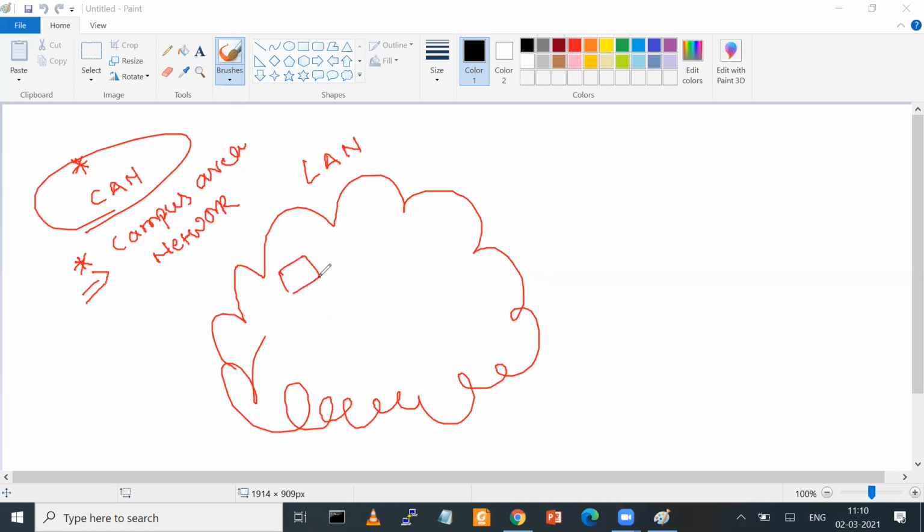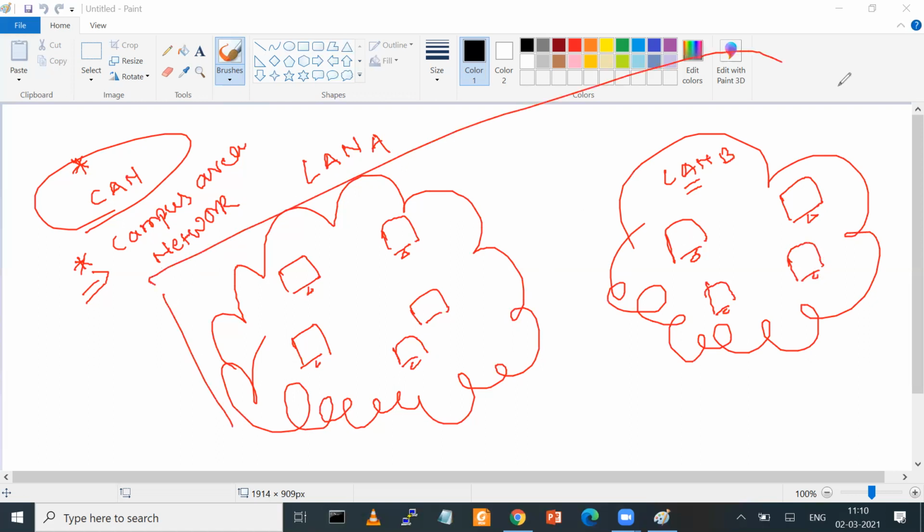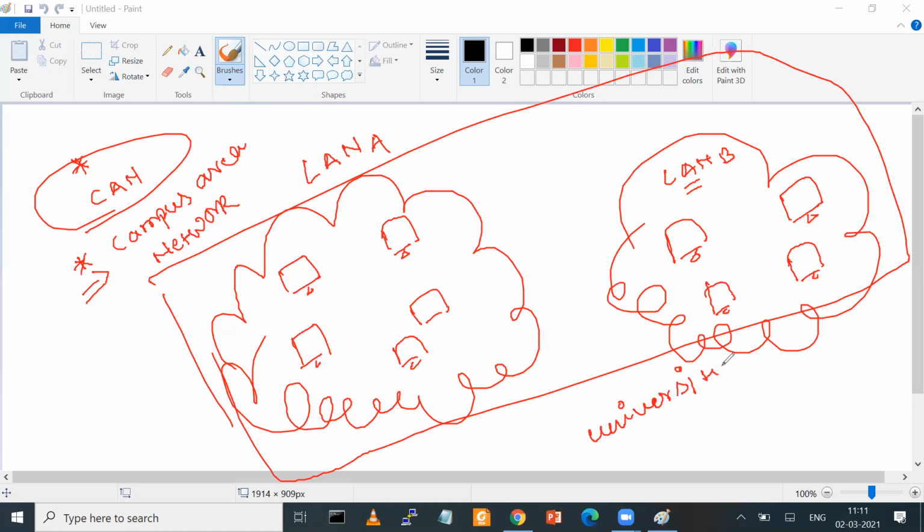So LAN having multiple machines. Let's say 1, 2, 3, 4, 5. This is my LAN A. This is my LAN B. So guys, LAN is basically your local area network. And when we group multiple LANs together, जब हम ढेर सारे LANs को मिला देते हैं तो हमारा क्या बन जाता है? CAN, campus area network. Let's suppose a university network. So university has different departments, correct?